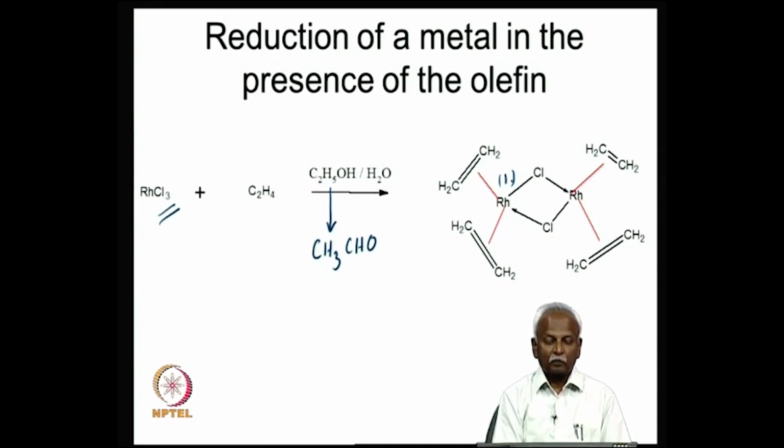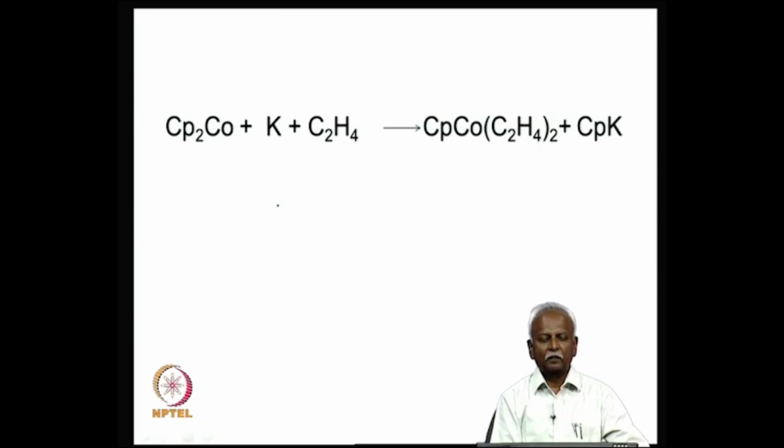Now, in the presence of ethylene, you will form a rhodium 1 complex, and in this case it is 2 rhodium atoms coordinating to 4 ethylene moieties. This complex is quite stable, and because ethylene is quite volatile, this can also be used as a precursor for making other olefin complexes. So, this is yet another way of reducing the metal salt and generating the metal olefin complex. So, let us take a look now at a few more complicated methods.